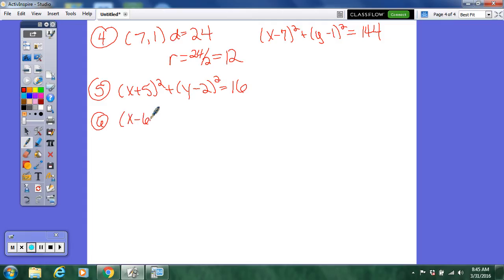And 2, 5. Here's number 6. You take the 10, divide it by 2, and you get 5, and then square it, 5. So we good on those? Okay, so now 7.